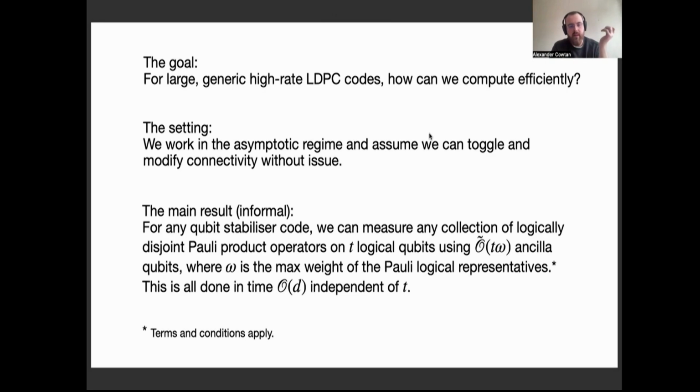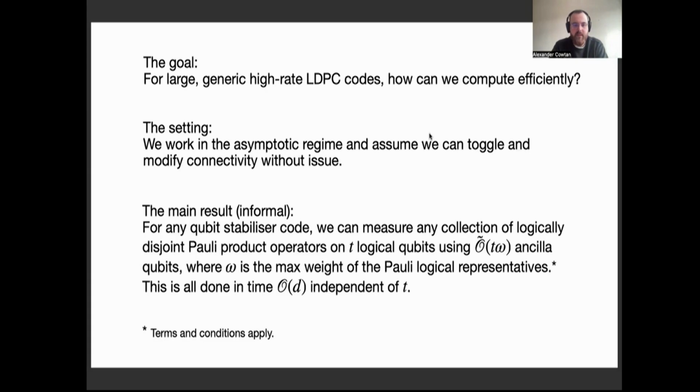And with that in mind, the main result of this work is that for any qubit stabilizer code, we can measure any collection of logically disjoint Pauli product operators, that is, Pauli product operators whose terms do not overlap, on T logical qubits using up to polylog factors T, omega, and qubits, where omega is the maximal weight of the representatives of the Pauli logicals contained in the Pauli products.